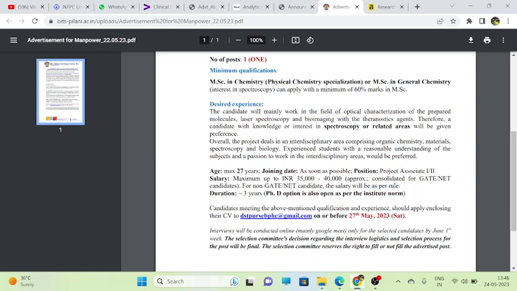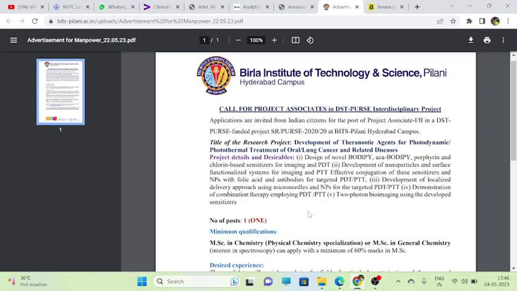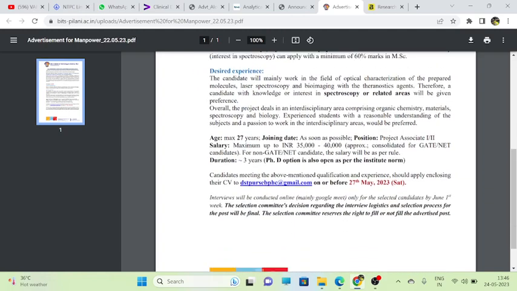The position, as I told, is project associate, one or two, and the duration is 3 years. They also mention that a PhD option is open as per institute norms, which means if you complete your project associate work, they can provide you a PhD post as well. So it's a good opportunity from a very good institute. If you are interested in this area, you can definitely apply.